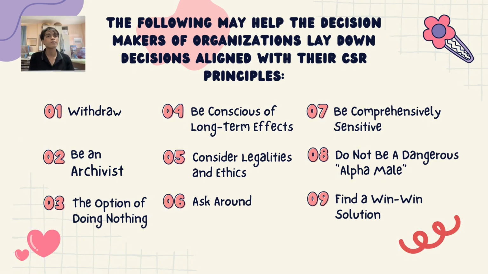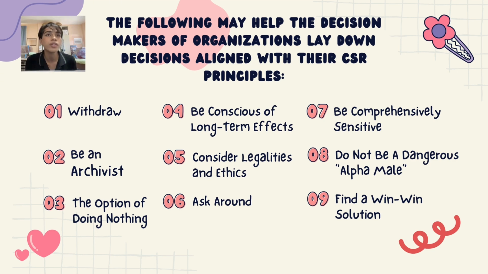The number seven is be comprehensively sensitive. Be concerned about the effect as deeply as possible, because any business decision, big or small, will have an effect in one way or another, directly and indirectly, on stakeholders. And some may affect a lot of people and the environment, now and far into the future.